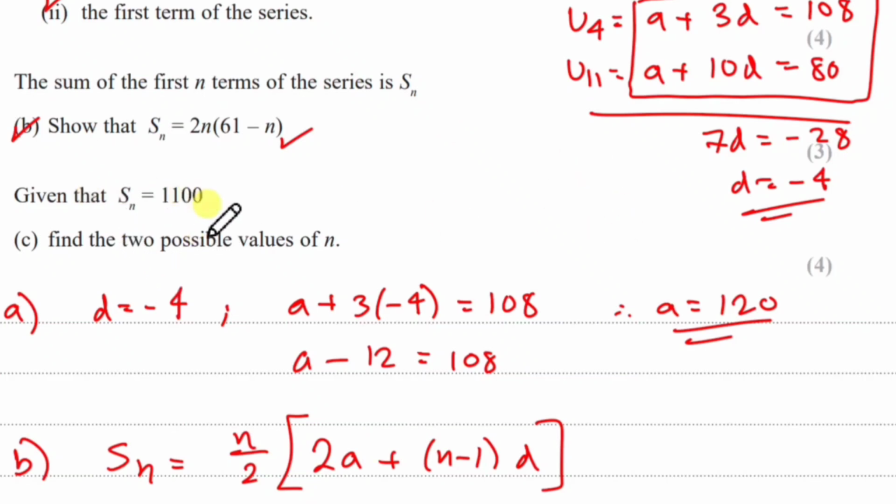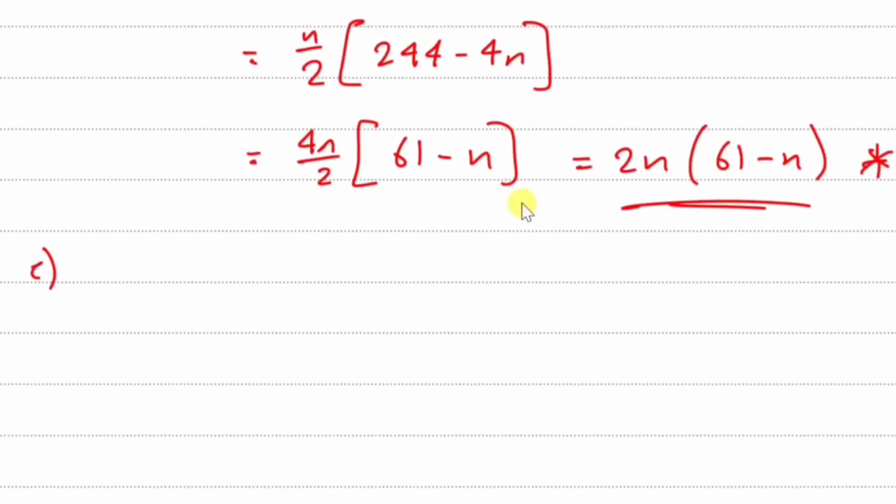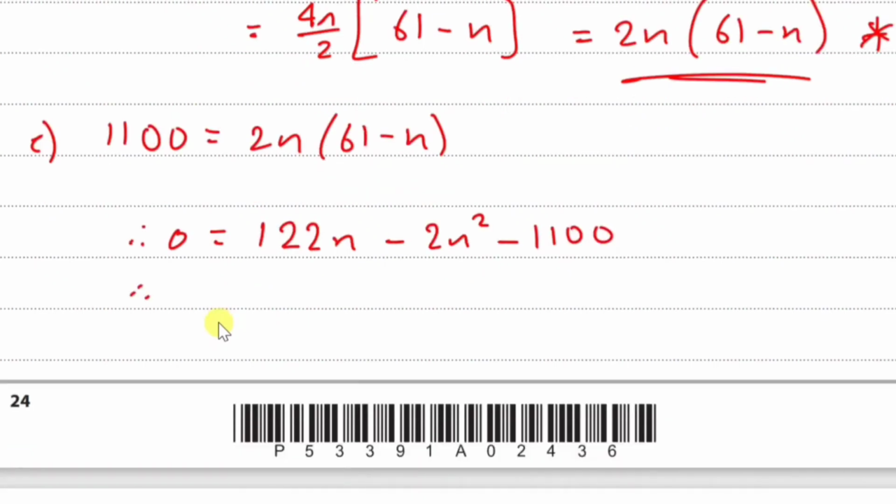Now finally, given that Sn is 1100, find the two possible values of n. That should be fine. So just equate your last equation to 1100. 2n times (61 minus n). Okay, so we're going to get a quadratic. So let's expand this and move everything to one side, yeah? So you get 0 equals 2n times 61 is 122n, minus 2n squared, and subtract 1100. In fact, I want to make 2n squared positive, so let's move it back to the other side. So you're going to get 2n squared minus 122n plus 1100 equals 0.